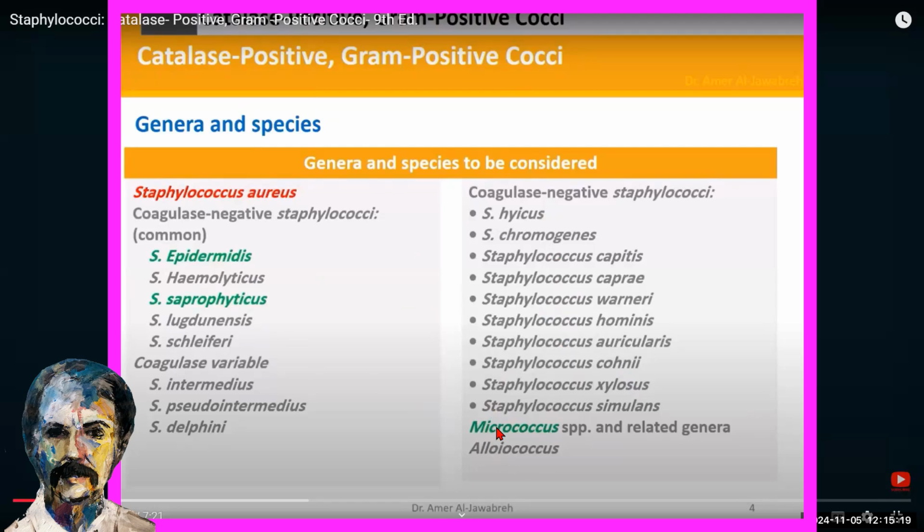Micrococcus species like luteus and others, not very much important. So I need from you to know this, very important, and also to have an idea about epidermidis, saprophyticus, and micrococcus. If you know these 4, the rest just for you to read.